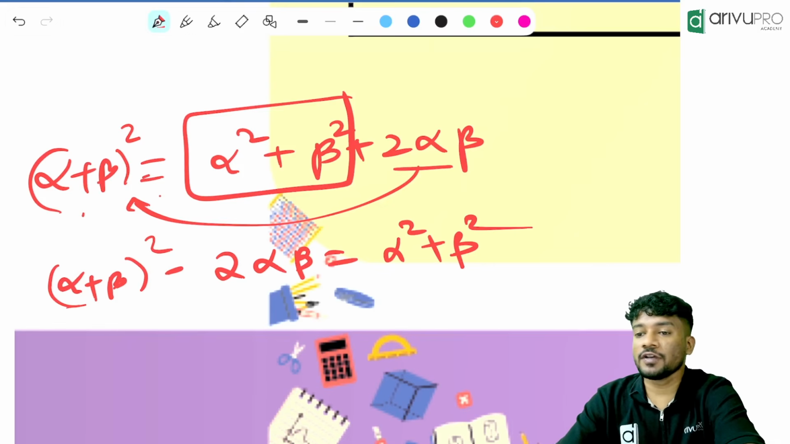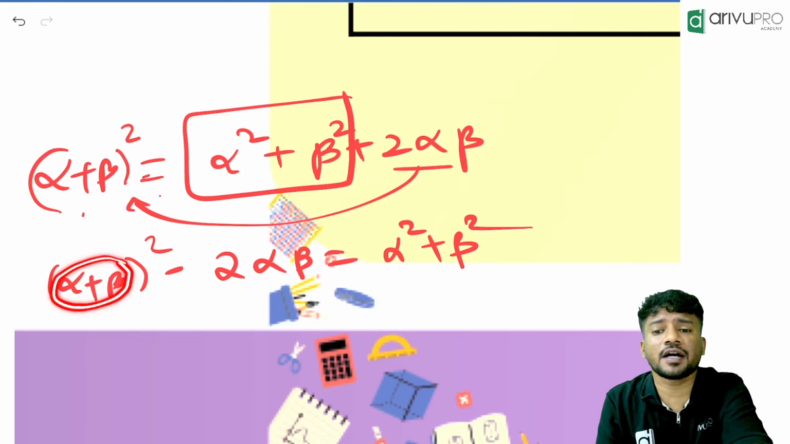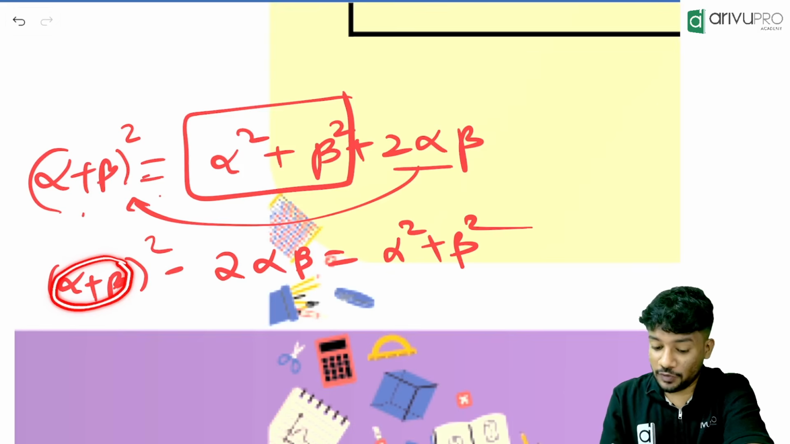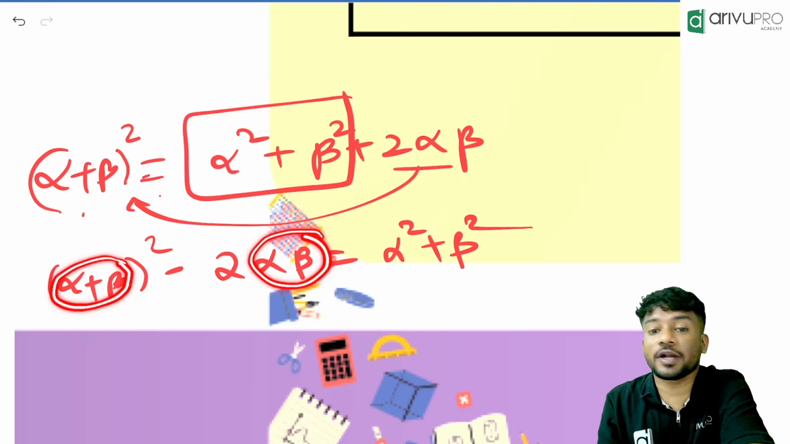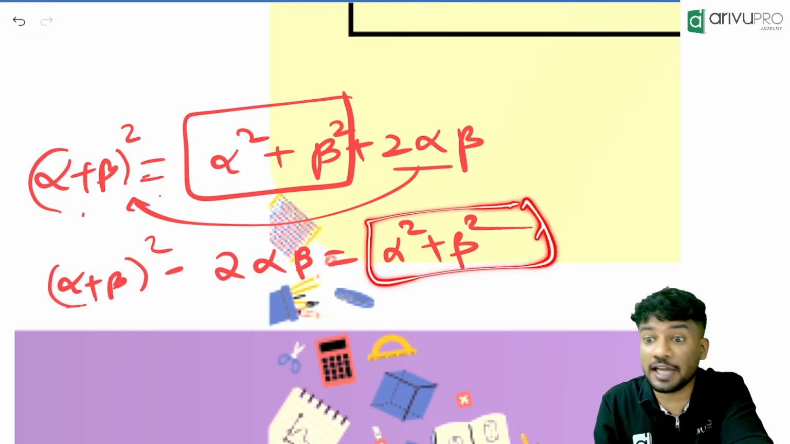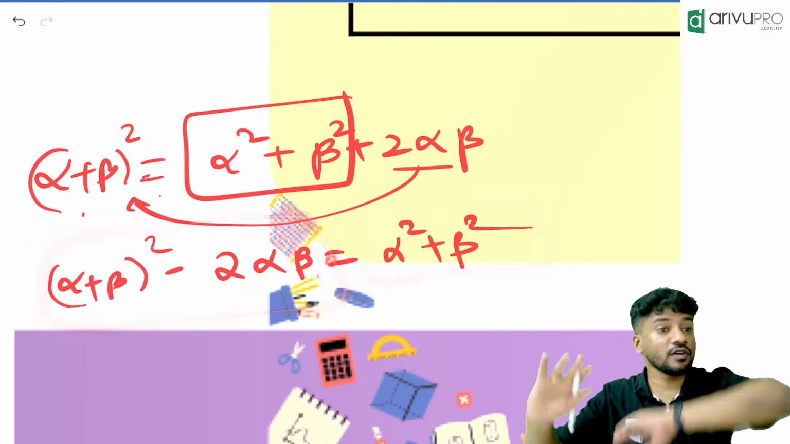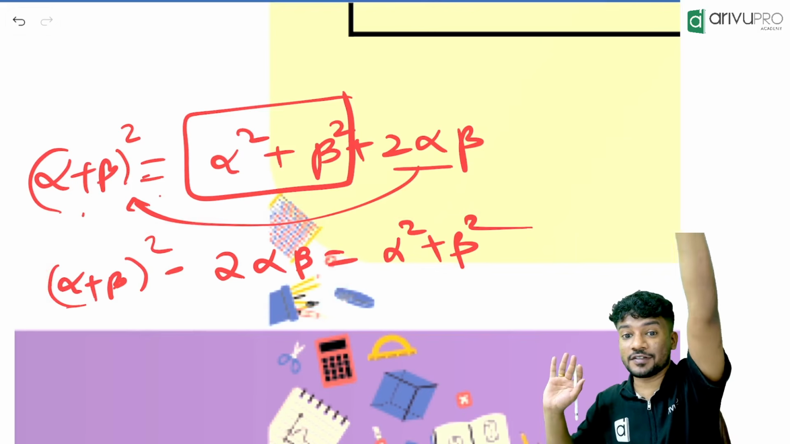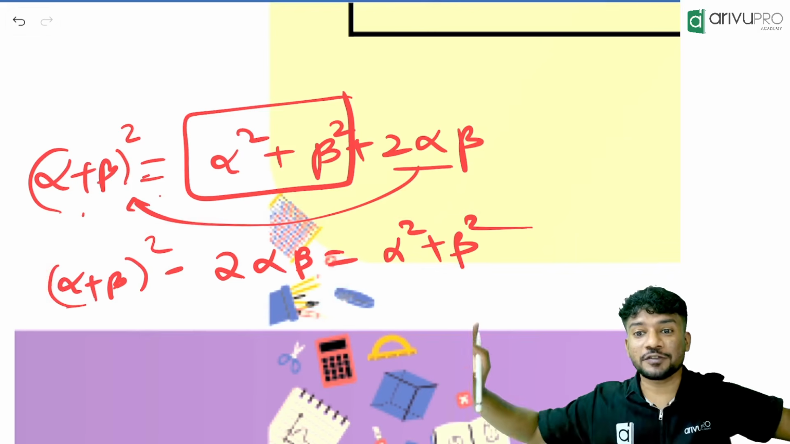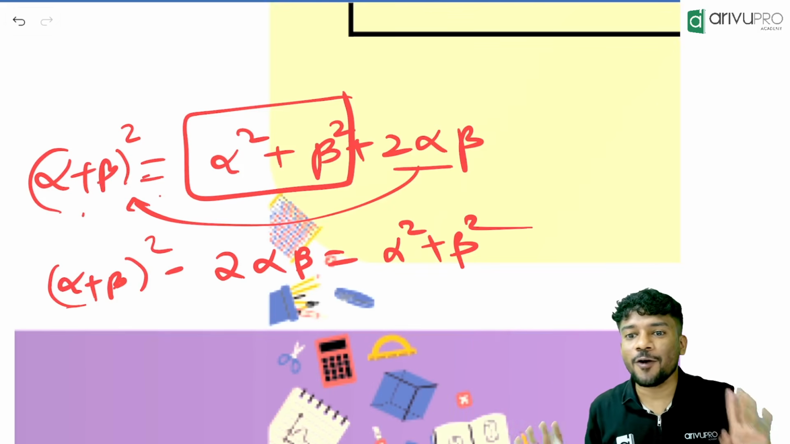Why will we require it? Because we can always find alpha plus beta, the sum of the roots. We can always find alpha beta, the product of the roots. Sometimes, if they ask a question like find alpha square plus beta square, can we directly find it? No. That time we will use this formula. Whichever standard you went to, 5th, 6th, 7th, 8th, 9th, this algebraic formula was there. Correct? A plus b the whole square.